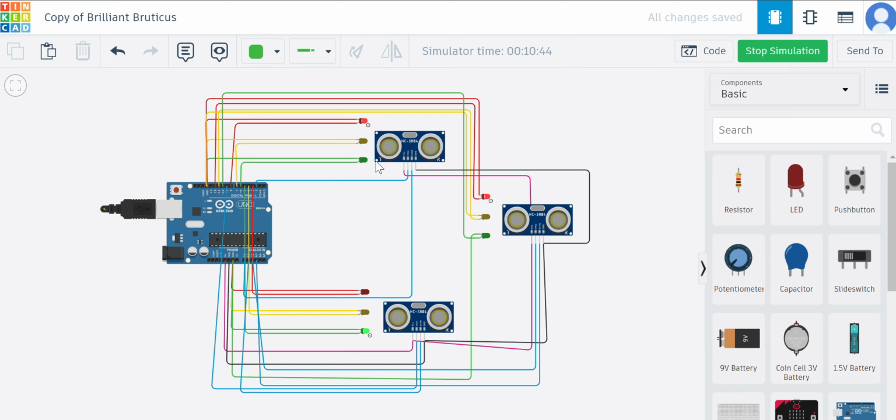Only one traffic light will turn on. There are no car. Okay, so that is all for the simulation.